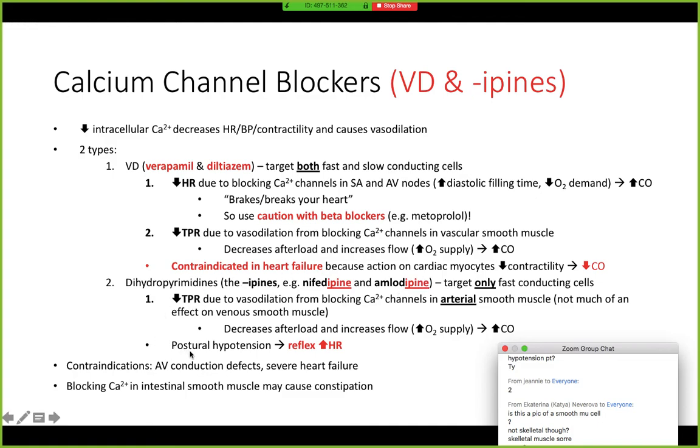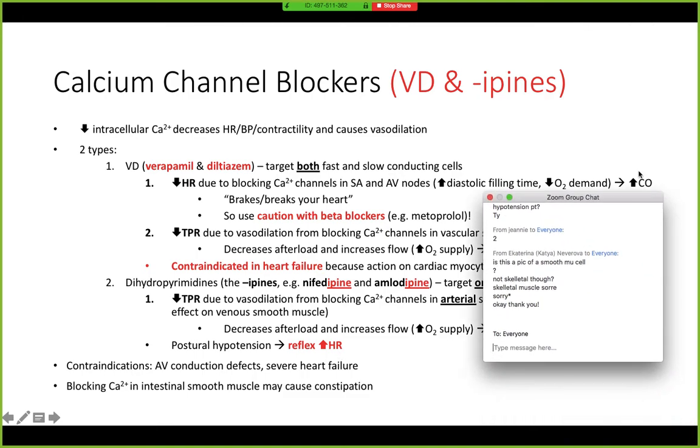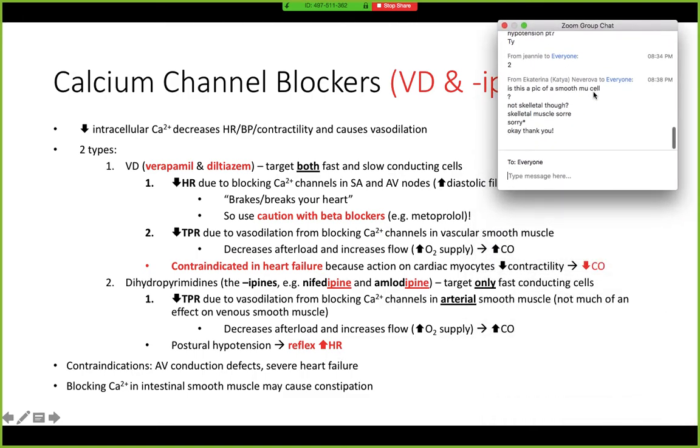And then the thing I would focus on here is the fact that with your dihydropyridines, you can still see that reflex increase in heart rate. Does anyone know why that is? Like, why could you see reflex tachycardia with your dihydropyridines versus verapamil and diltiazem? As you're decreasing your TPR, your body's going to compensate for that by increasing the heart rate a little bit. Right, exactly.